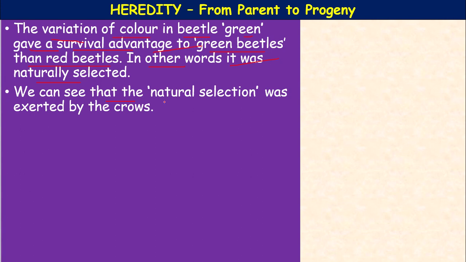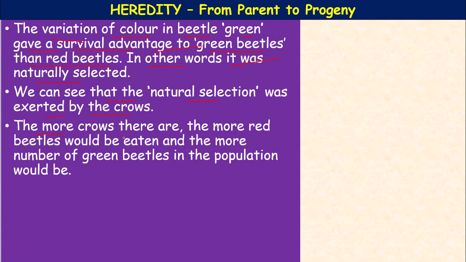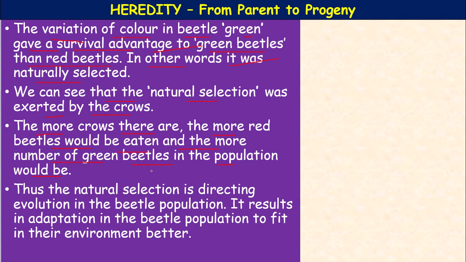Now, we can see that the natural selection was exerted by the crows. The more crows there are, the more red beetles would be eaten, and the more green beetles there would be in the population. Okay? Thus the natural selection is directing evolution in the beetle population. So, it results in adaptation in the beetle population to fit in the environment better.